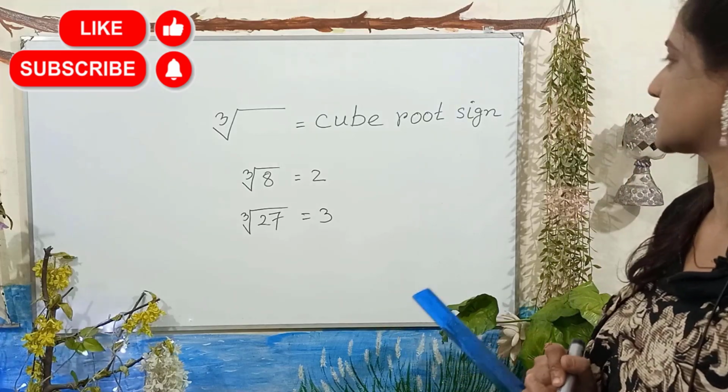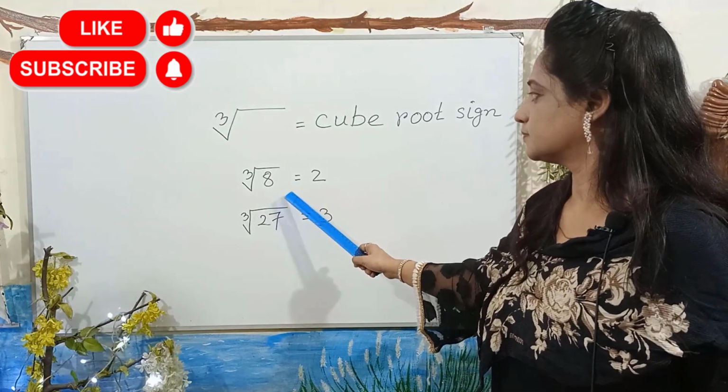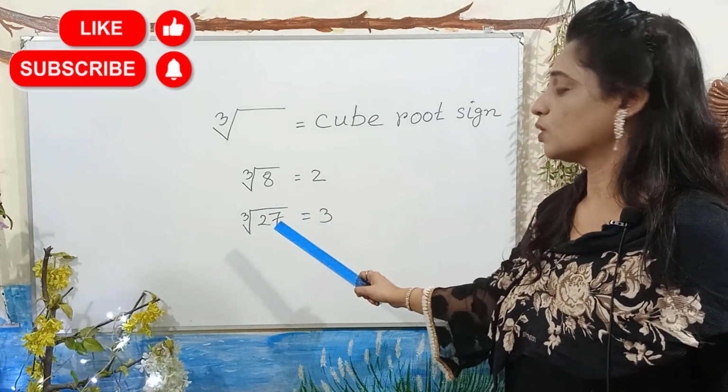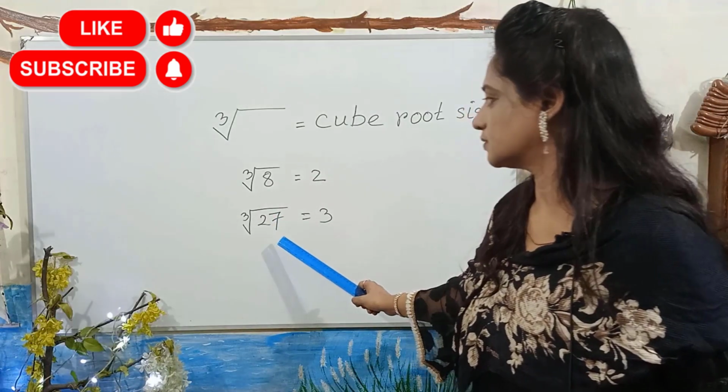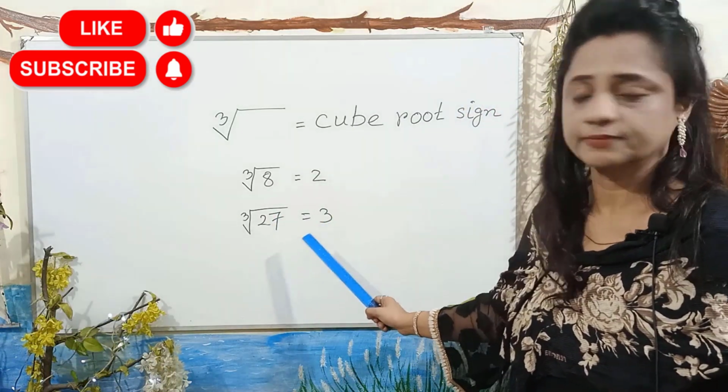This is cube root sign. What is the cube root of 8? That is 2. And what is the cube root of 27? That is 3.